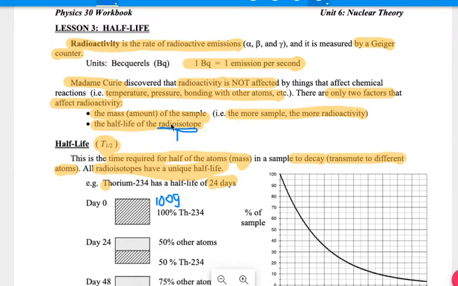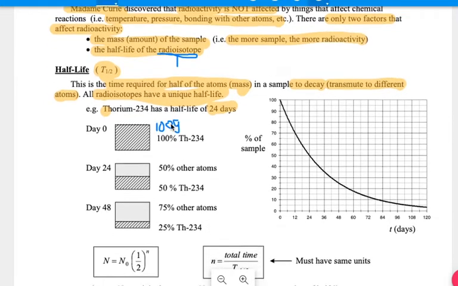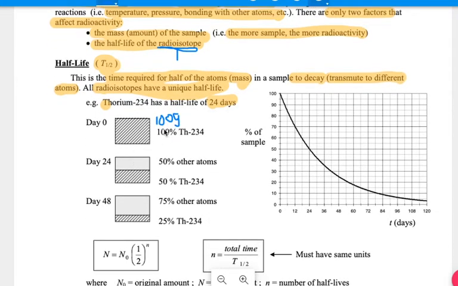We know that from Madame Curie's discovery. So if we're starting with 100 grams, 100% of our thorium-234, after 24 days, right, that's our half-life, that means we have half of our original sample. So we now have 50 grams of these transmuted other atoms and 50 grams of our original radioisotope thorium-234.